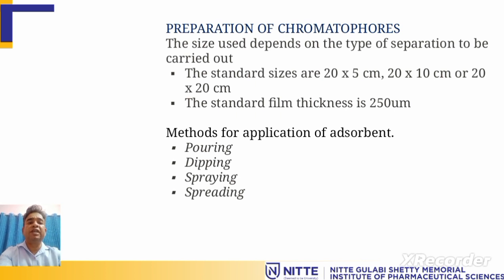The standard film thickness is 250 micrometer, and the methods of application for the adsorbent are pouring, dipping, spraying, and spreading. So these are the different methods through which TLC plates are prepared. The more accepted preparation of TLC is the spreading method, and we have different methods of preparation. So what do we do in pouring?